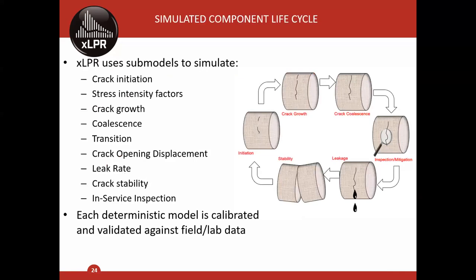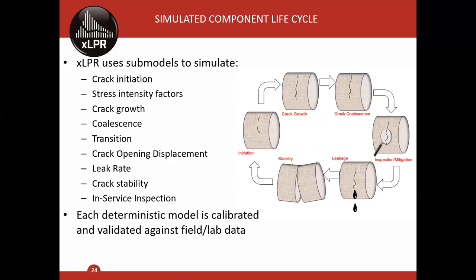XLPR was built to be modular. So there are numerous submodels built into XLPR, with the intent that if there are any future developments to these models, they can be swapped out for updated models relatively easily. XLPR is focused on modeling the development of cracks within components, such as dissimilar metal piping welds. These submodels that were developed for XLPR help do that.